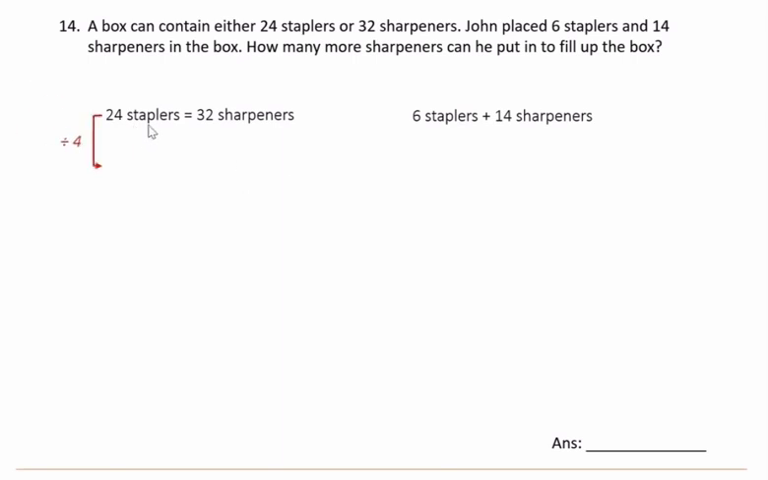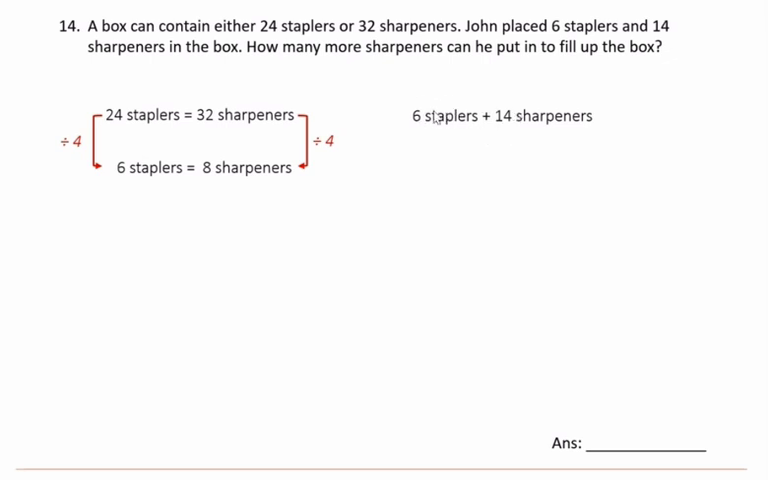4. Because 24, if you divide by 4, you are able to get 6 staplers. And over here, if we divide 32 by 4, I will also get a certain number of sharpeners. So 6 staplers will be equal to how many sharpeners? 8. So if that's the case, 24 staplers, 32 sharpeners. So 6 staplers is actually equivalent to 8 sharpeners.